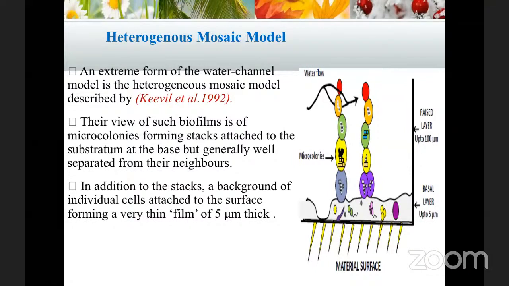Heterogeneous mosaic model, its extreme form of water channel model, is described by Cavill. The view of such biofilm is of microcolonies forming stacks attached to the substratum at the base, but generally well separated from their neighbors.